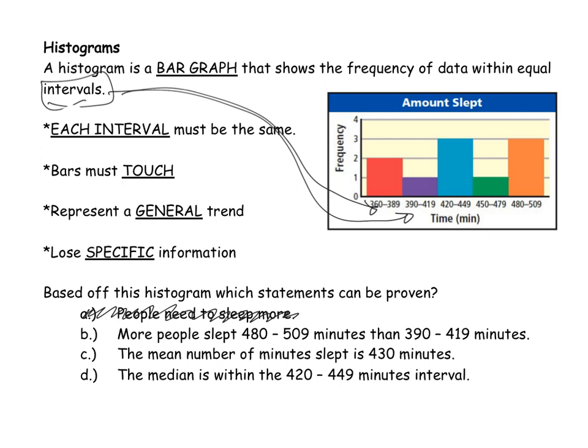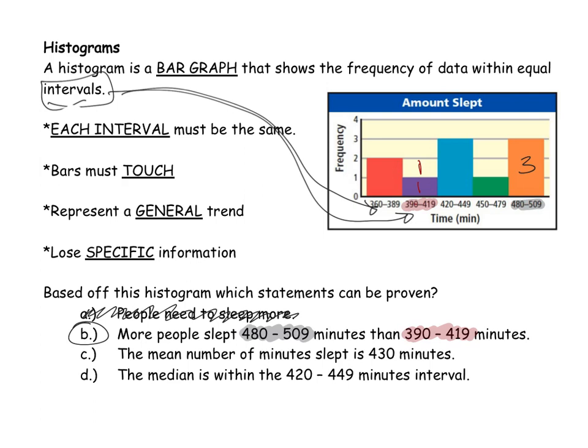Let's take a look here. It says more people slept 480 to 509 minutes than 390 to 419. To help us out, I'm going to highlight this one and this one. Then let's look at our categories here. The 480 to 509 had 3 people in there, and the 390 to 419 had one person in there. Three is more than 1, and so that would be an option that is true.